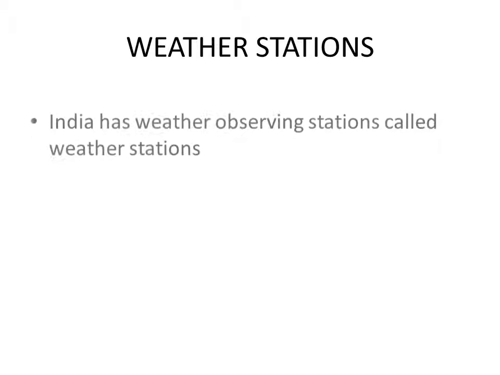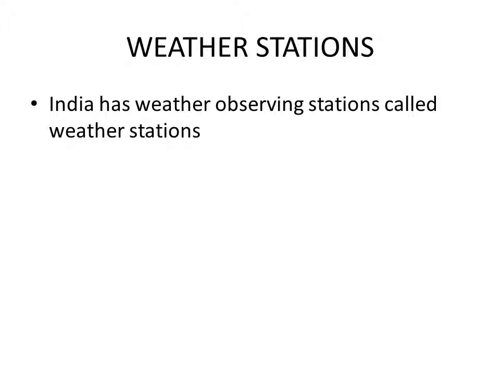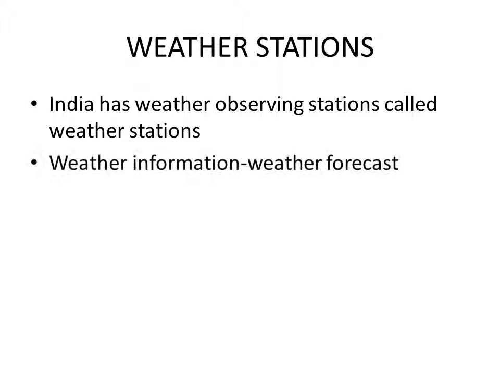Now let's learn about weather stations. India has several hundred weather observing stations called weather stations. At these places, weather data are continuously recorded and processed. On the basis of the weather information received at these stations, a weather forecast is made, which we come to know from newspapers and news bulletins, on radio and television. The weather reports are prepared by the meteorological department of the government. Meteorologists record the daily weather.